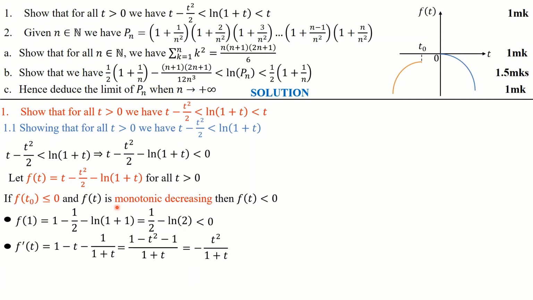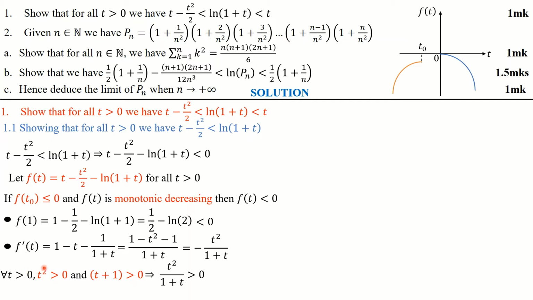Now our aim is to verify if this function is monotonic decreasing, meaning we need to verify if this new function, that is f prime of t, is always less than 0 for all values of t that are greater than 0. So let's see how we can go about it. We're being told that t is greater than 0. It means that t squared will also be greater than 0, because the square of anything is greater than 0. Since t is also greater than 0, if I add 1 to it, it will also be greater than 0.